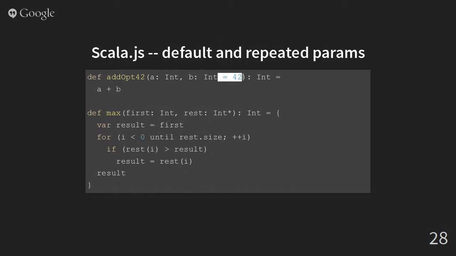The default parameters are just the same. So you just have equals 42 and then it defaults to 42. You have to declare the type because they're parameters. And for rest parameters, you have this star notation, which is not as nice as the triple dots, but it's kind of okay. And then you can basically do the same. So you can use it as an array. Technically it's a sequence, a Seq in Scala terms, but it's basically an enhanced array. It has many more methods than an array.